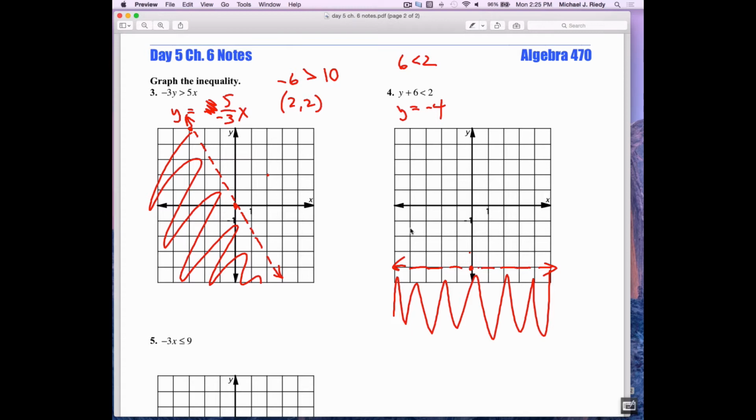And then notice in number 5, what's going to happen in number 5? There's no y term. What's that line going to look like? Vertical. Solid line or dashed line? Solid. Test a point, shade. Go ahead and give that a shot, see what it looks like.